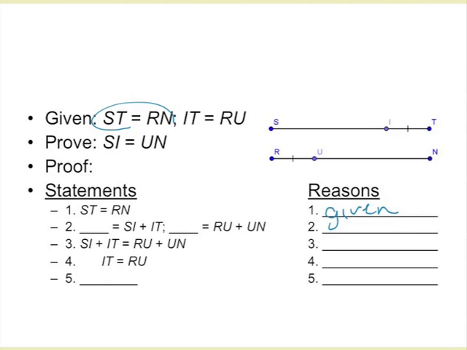Now we have some blanks on the statement side. So it says blank is equal to SI plus IT. If we look at the picture and go from SI plus IT all together, that makes up ST. And likewise, if I go from RU and UN and put that together, it makes up RN. So what do we call it when we're adding together smaller segments to make bigger segments? We learned that back in chapter 1. That is our segment addition postulate.